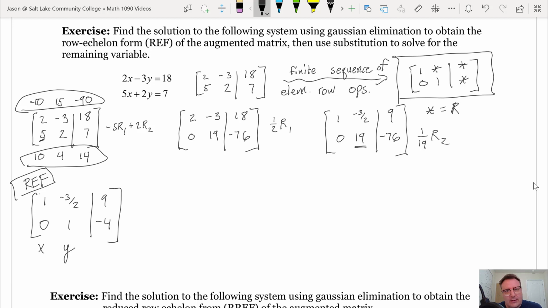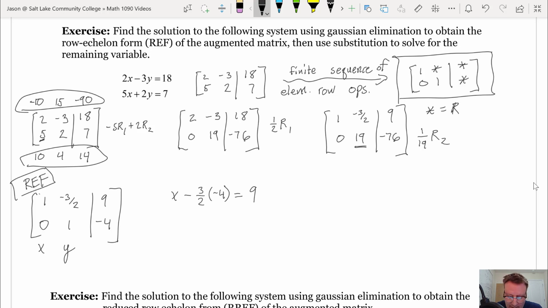Now at this point I can substitute that value for y into the first equation. The first equation here is x minus 3/2 y equals 9. And I know what y is now, so I'm going to get the equation x minus 3/2 times -4 equals 9. Now I have an equation with one variable in it.